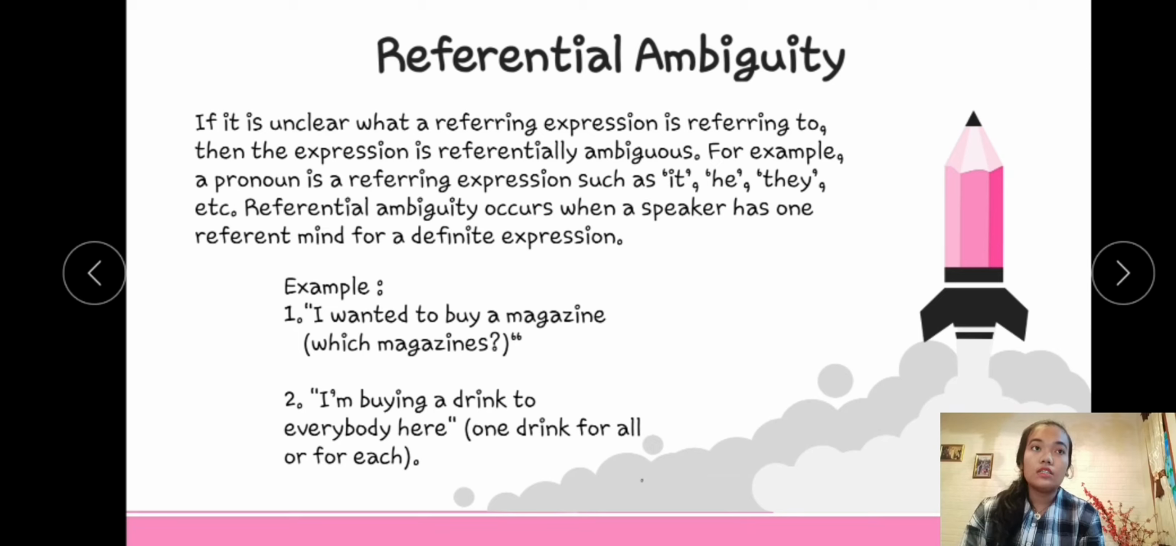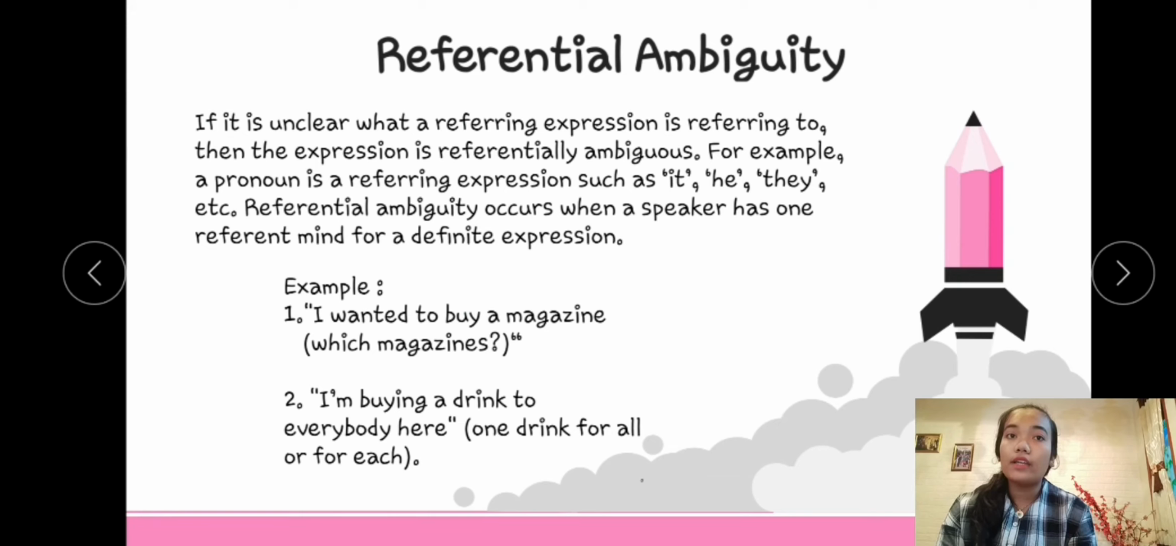Now, about referential ambiguity. If it's unclear what a referring expression is referring to, then the expression is referentially ambiguous. For example, a pronoun is a referring expression such as it, he, they, and etc. Referential ambiguity occurs when a speaker has one referent in mind for a definite expression.